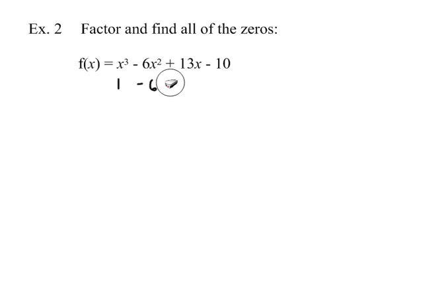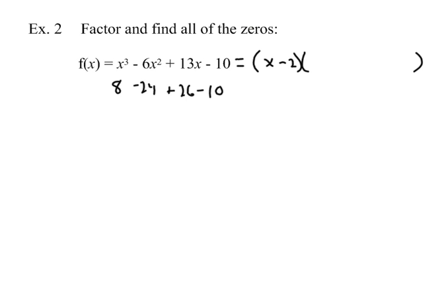So let's plug something else in here. Let's plug 2 in here. 2 cubed is 8, 2 squared is 4, so that's minus 24, plus 13 times 2 minus 10. You know what? That does work. That does equal 0. So 2 is a 0, meaning x minus 2 is a factor.